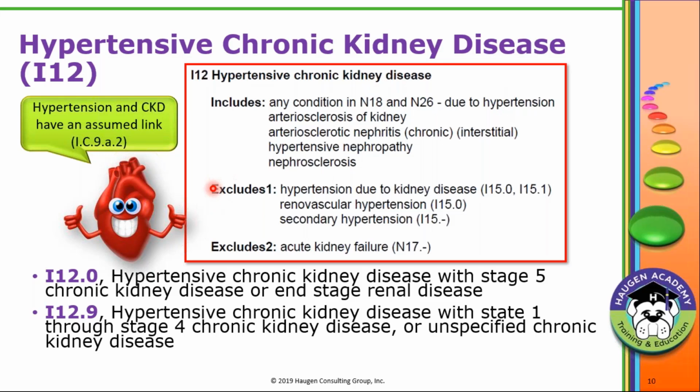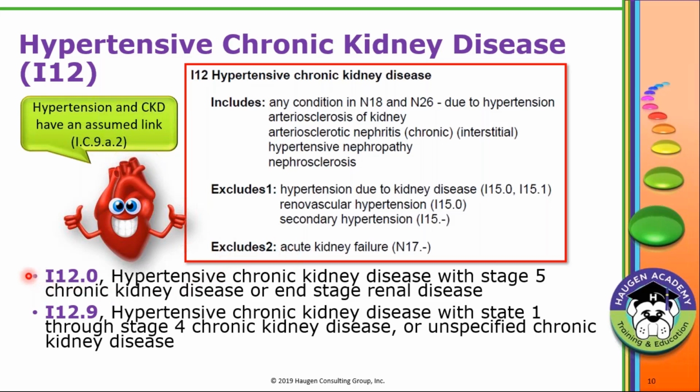You'll notice that it excludes one. It excludes hypertension due to kidney disease, so that's kind of the opposite. Instead of the hypertension causing the kidney disease, it's the kidney disease that causes the hypertension. And then the excludes two note telling us that acute kidney failure is not included here. And remember, excludes two means that you can code more than one code. Excludes one, pick one. Excludes two, code two if both conditions exist.